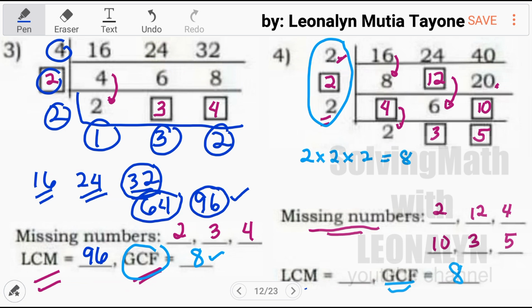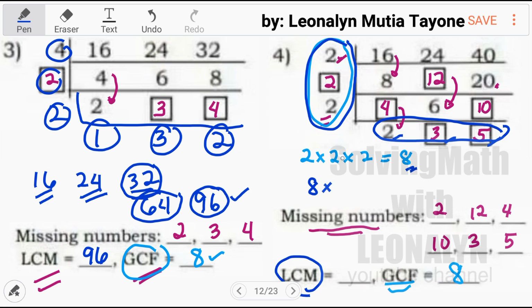Now, para naman sa least common multiple, ang kagandahan dito yung mga last number ay 2, 3, 5. Wala nang common na number na pwede nating i-list dyan. So, itong 8 dito, i-multiply din natin yan. So, meron na tayong 8. 8 times 2 times 3 times 5. This is 16 times 3, 48 times 5. This is 240. So, ang least common multiple natin dito ay 240.